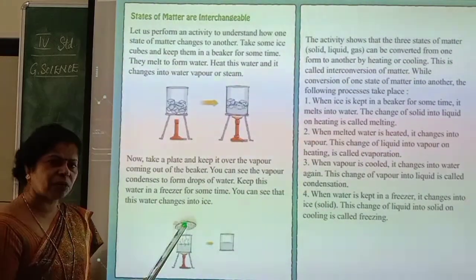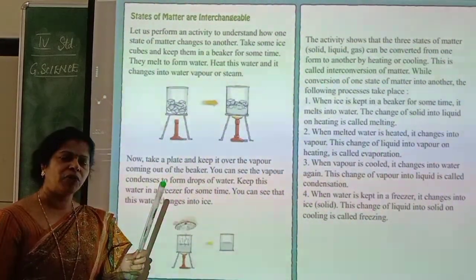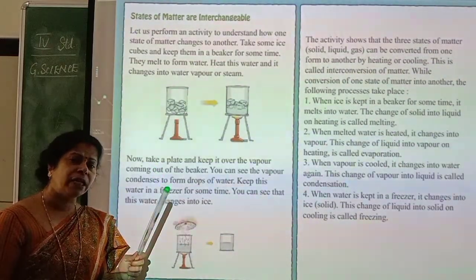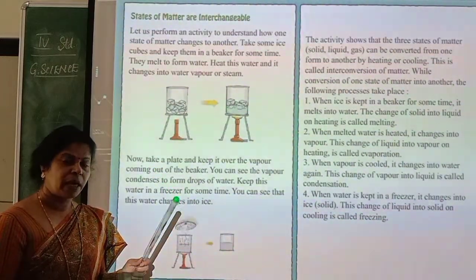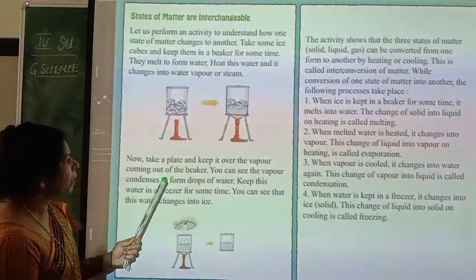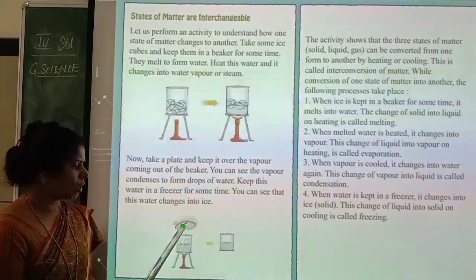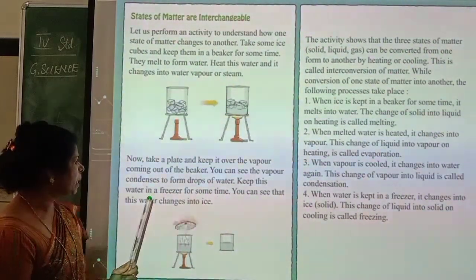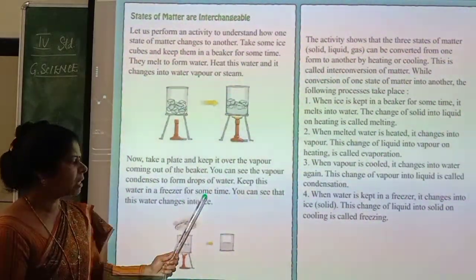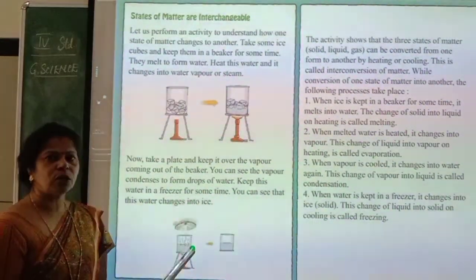So here first it will be in the form of what? It will be into small fine drops. Later on if you go on cooling, what happens? It becomes into droplets. Understood? So you can see the vapor condenses to form drops of water. Keep this water in a freezer for some time. You can see that this water changes into ice.